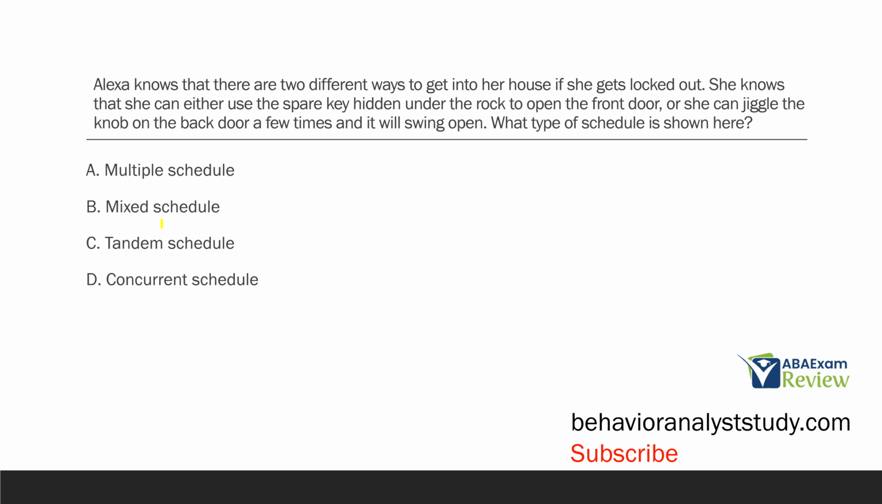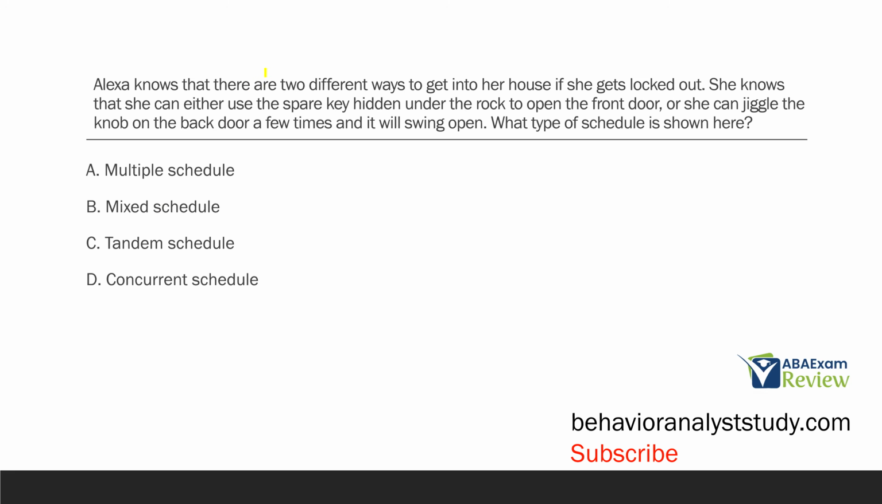You have to know your basic schedules, of course, right? So you have to know your fixed ratios, variable ratios, fixed intervals, variable intervals. But then you've got to know your compound schedules. And a compound schedule is just simply 2 or more basic schedules combined. And so this one is probably the easiest compound schedule because it's based on choice.